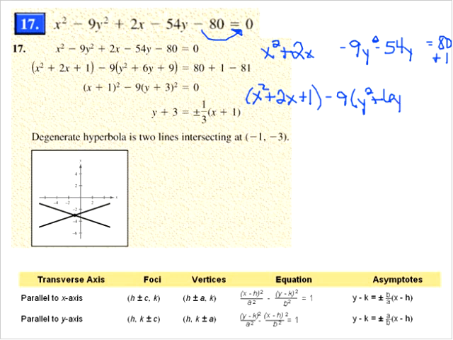Half of 6 is 3, 3 squared is 9. But don't forget, we're not adding 9 on the other side. We're taking 9 times negative 9, which is a negative 81. So when I add that all up, I get 0. Uh-oh. Usually we don't get 0. We want it to equal 1. So that may be a problem.